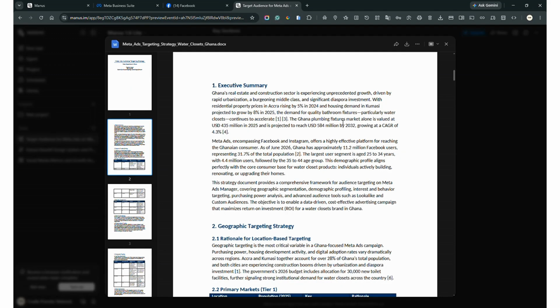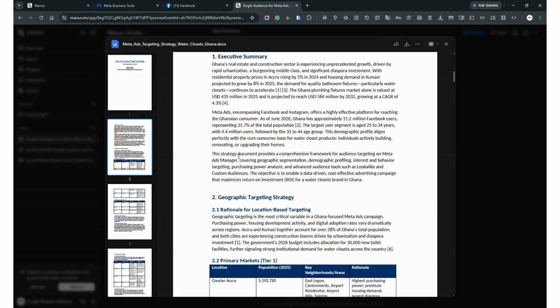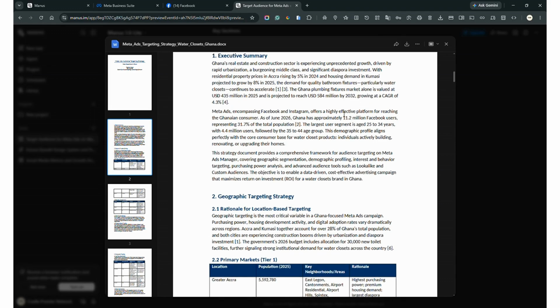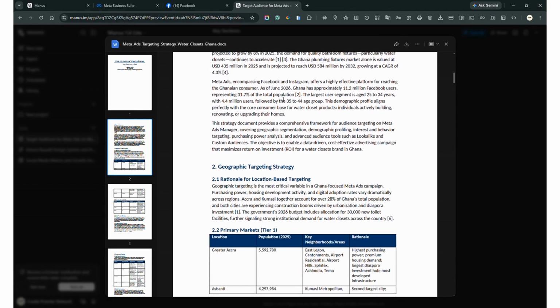Also, the Ghana plumbing fixtures market alone is valued at 435 million in 2025, and is projected to reach 548 million USD by 2032. So Meta Ad comparison: Facebook and Instagram offer a highly effective platform for reaching the Ghanaian consumer. So this is just a general statement that says Meta Ad is really good in terms of how effective it is in reaching the Ghanaian consumer, actually the buyer.